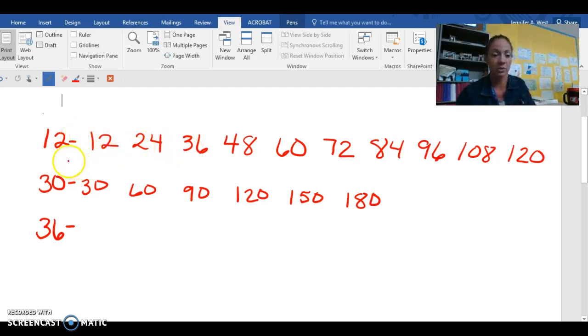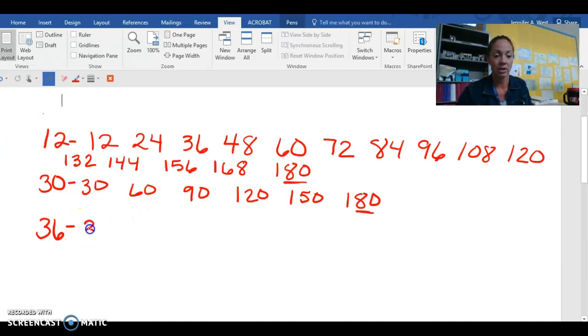So 12s, then we'd have 132, 144, 156, no, that's not right. Yes, it is. 156, 168, 180. Okay, maybe we'll stop there because we've got 2 numbers that are the same.